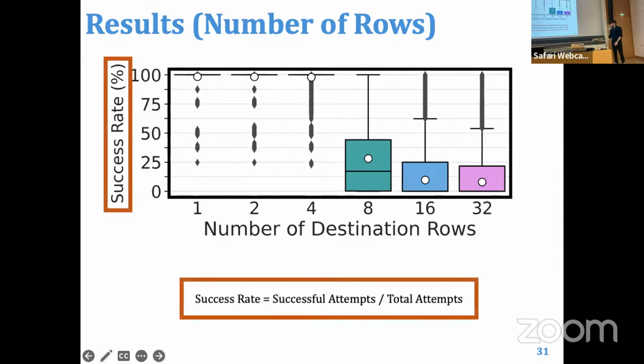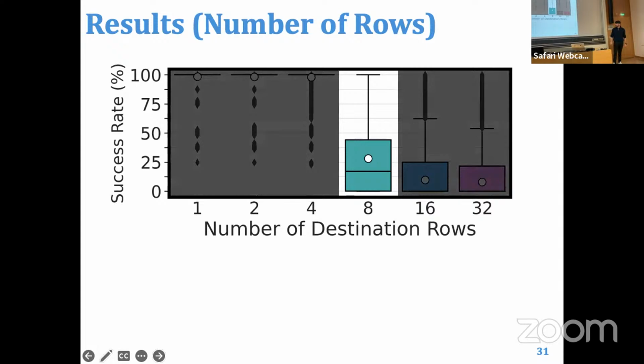Now, we start with defining the success rate. So the success rate is the number of successful attempts divided by the total attempts. So if we make 100 attempts and 10 of them work, we have a 10% success rate. Let's kind of explain the box chart, which is a complicated chart. We can see that this is a number of attempts with different success rates.